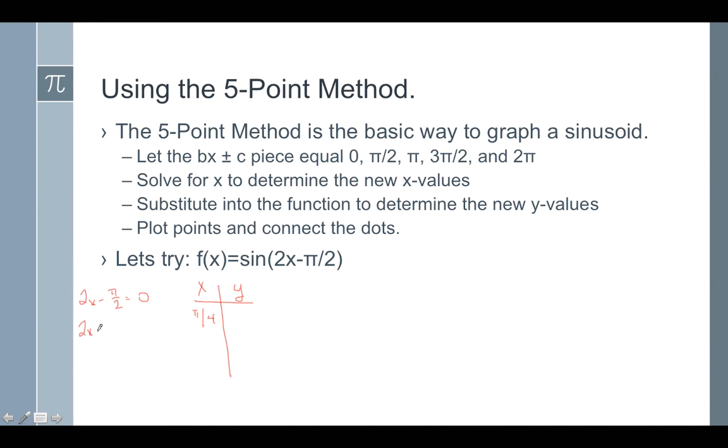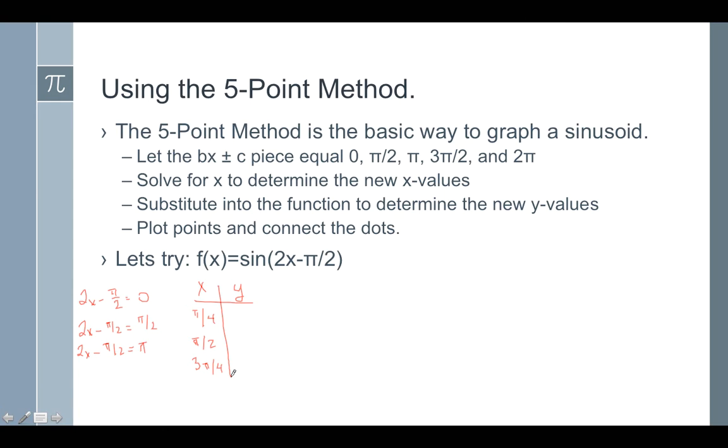So then I want 2x minus pi halves equals pi halves. If I add pi halves plus pi halves, that is 2 pi halves, which is just pi, divided by 2 is pi halves. Now I'm not going to show all the work here. I think you guys can figure this out. And if I do 2x minus pi halves equals pi, if I add pi halves, I get a total of 3 pi halves, divided by 2 is 3 pi fourths.